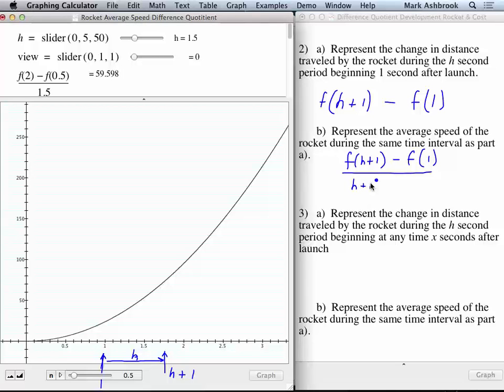So we can take the final time minus the initial time. Or we just think about it. So this is calculating the change in time. What change in time is it? Just H, right? H plus 1 minus 1 just turns out to be H, which we knew from the beginning. That was the change in time.